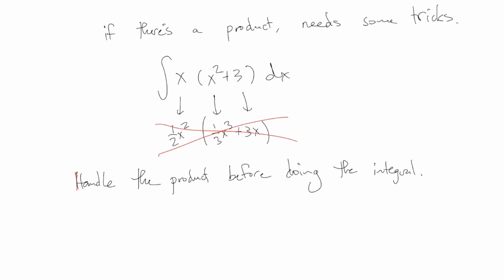Anybody see how we can actually do this example with a fairly simple trick? What should we do? Anybody have an idea? How would I handle the product before doing the integral? The product is multiplication right there. Any thoughts? Got an idea? Yeah, you can just actually multiply it by distributing the x here.